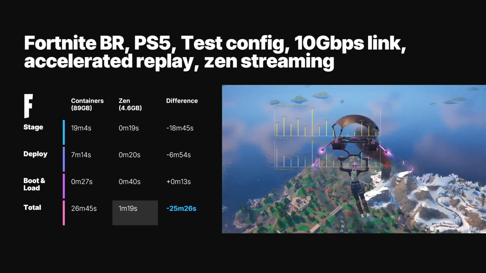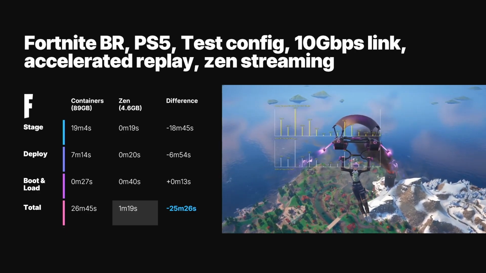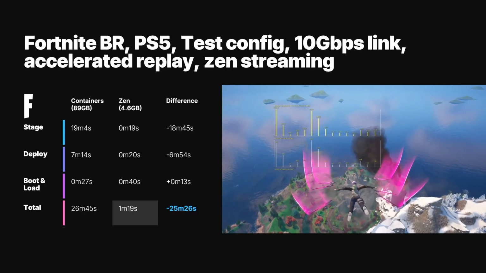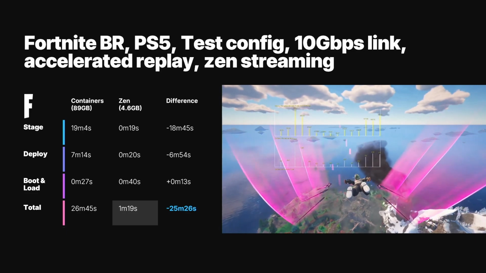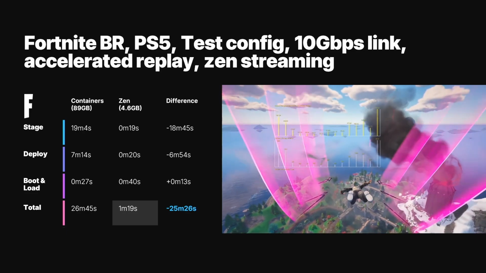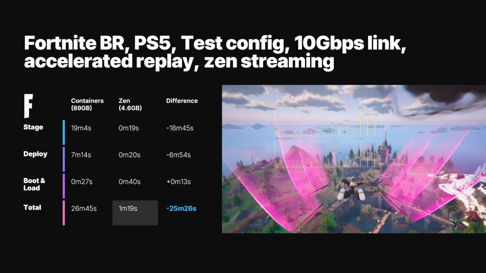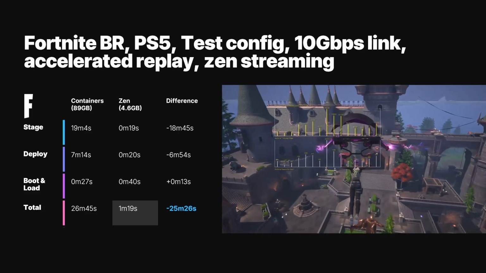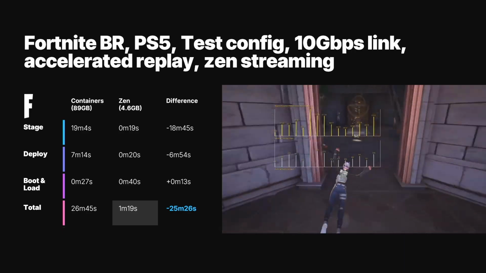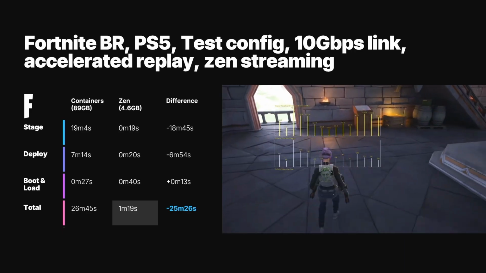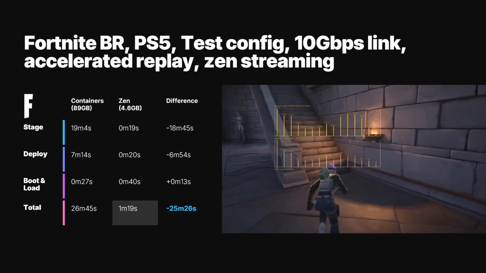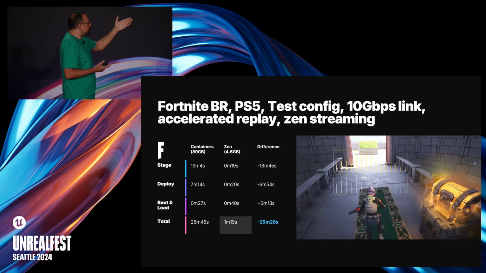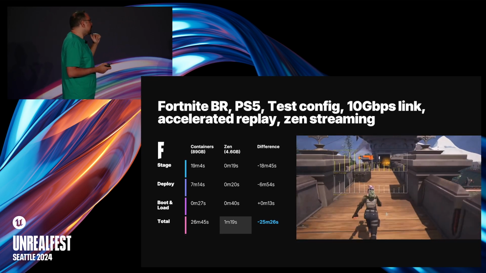The table on the left shows the difference that this workflow has made. So a staged build that is staging to containers produces an 89 gigabyte directory footprint, whereas staging to Zen streaming is only 4.6 gigabytes. This dramatically reduces the time it takes to stage. Again, 18 plus minutes is shown there. The time it takes to deploy, nearly 7-minute reduction.